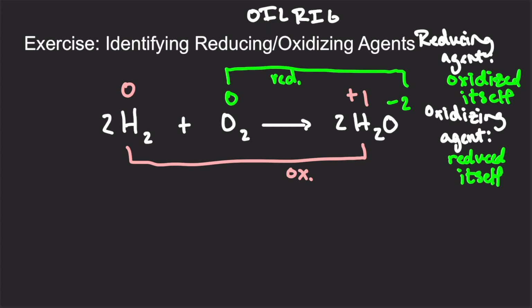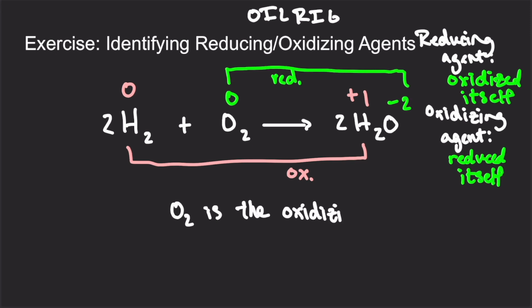But this question didn't ask which is oxidized and which is reduced. It's asking which one is the oxidizing agent. Well, the oxidizing agent is the one that is reduced. So that means oxygen, O2, is the oxidizing agent. Right? It is oxidizing hydrogen.